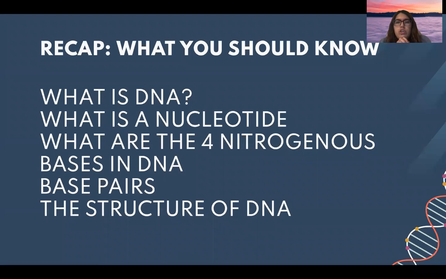What you should know, hopefully by the end of the video, is what is DNA? What is a nucleotide? What are the 4 nitrogenous bases? So remember, A, T, G, and C. A and T pair up. G and C pair up. So our bases in the DNA, what do they do? They code for our genes, the base pairs, and the structure of our DNA. So it's double helix, it's anti-parallel, has hydrogen bonds, and it goes from 5' to 3', and you flip it.